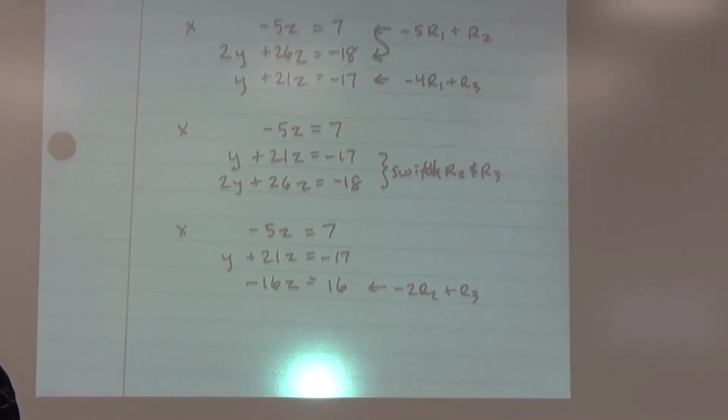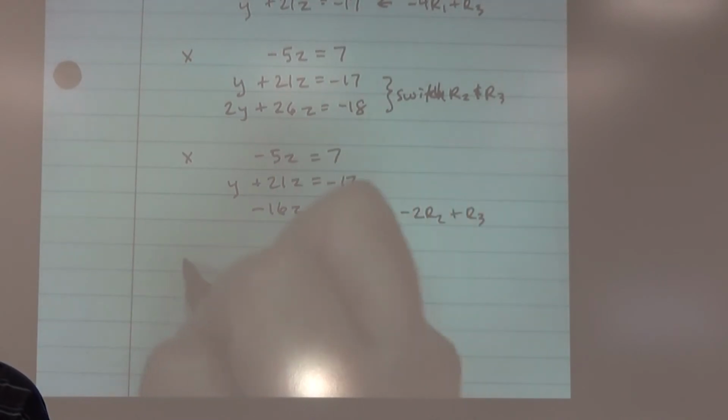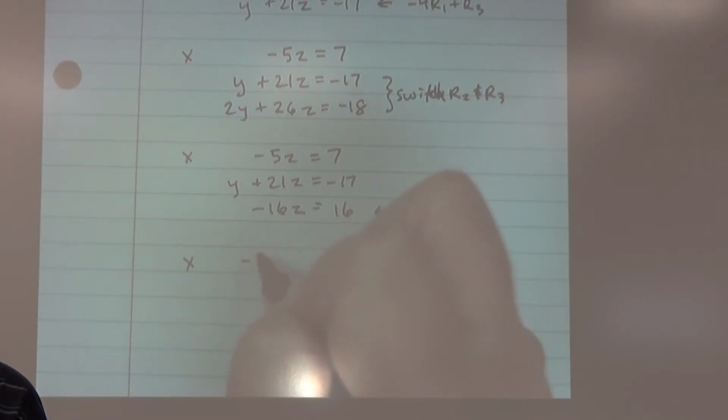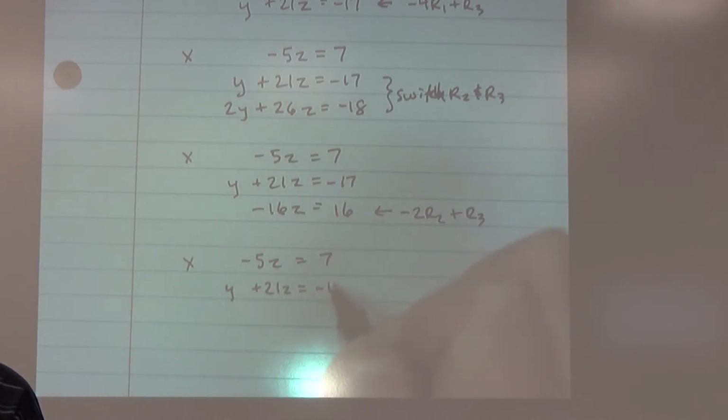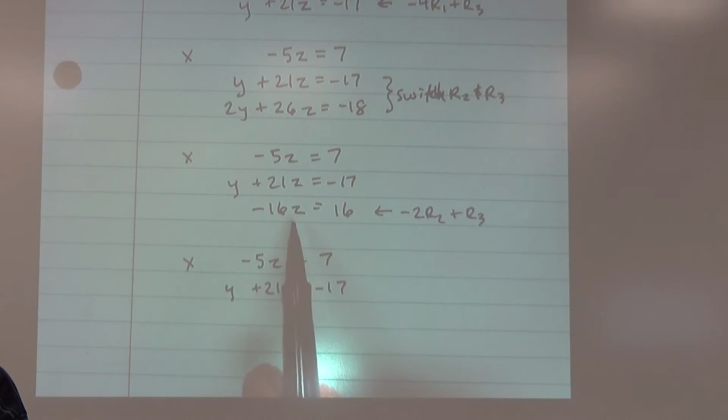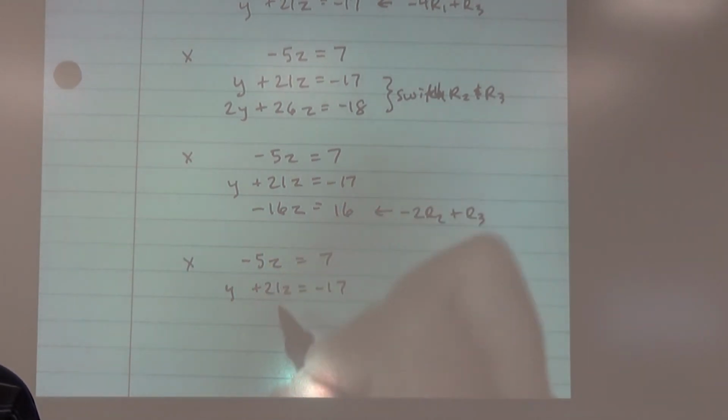Again, we're going to need to go another full step. So keep the first equation, starts with x. Keep the second one, starts with y. And now with the z's, pretty easy. We can just multiply both sides by negative 1/16. Z is equal to negative 1.